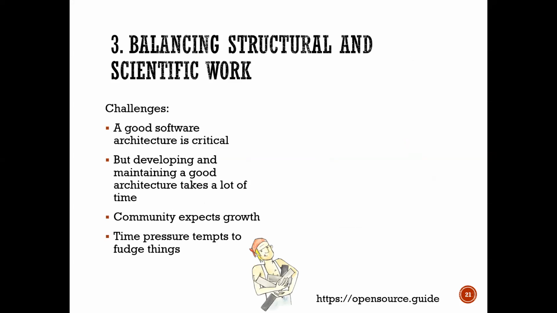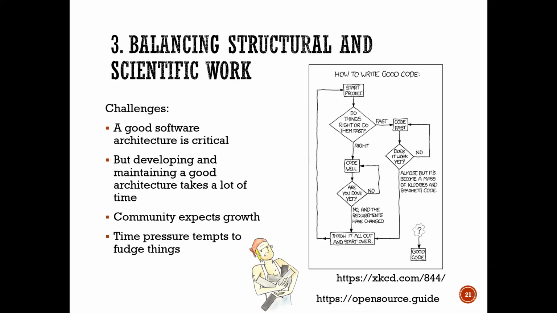Another common challenge in the evolution of community software is to balance the work on the structure, which is important to improve the community, and the science outcomes of the software. So the architecture is critical to develop a good software, but developing that architecture takes a lot of time. At the same time, the community of software often expects growth. It expects new features, or it expects improvements. And all of these competing goals tempt maintainers to fudge things, to just hack something together that works, which usually will be more costly in the long run.